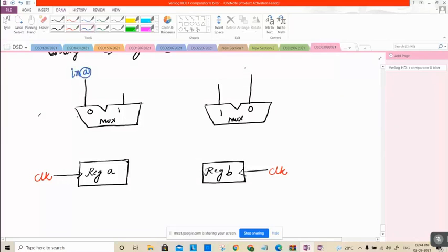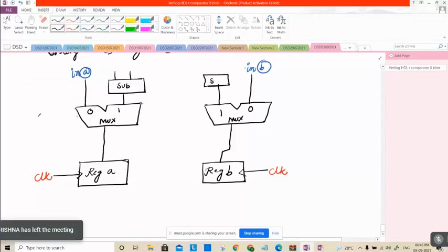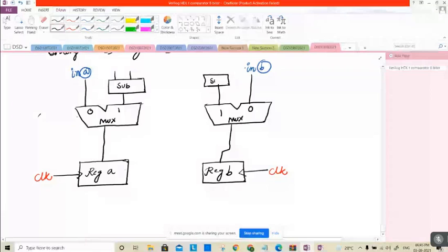This is input A. This is the initial input B. Then what should be the updated value? Same over here, updated values. Right, subtractor. I'll place a subtractor here, and I'll place another subtractor here. This subtractor is for A minus B, and this is for B minus A.